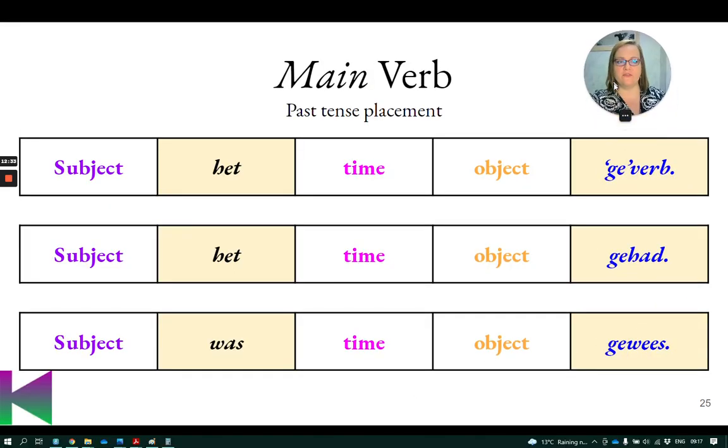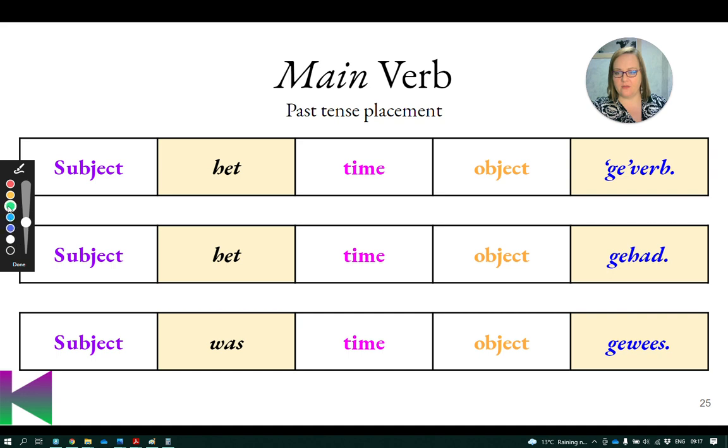Okay, and then just the overview that I had before. The first one is of the main verbs. You have subject. So this is the main verbs. Het, time, object, ge verb. All of them have a ge verb. Do you see that? All of them have. Now with the main verbs, if you remember the main verb page, we're still just busy with the main verbs, and we have the gehad and the gewees for the past tense of het and is. Okay, so let's look.